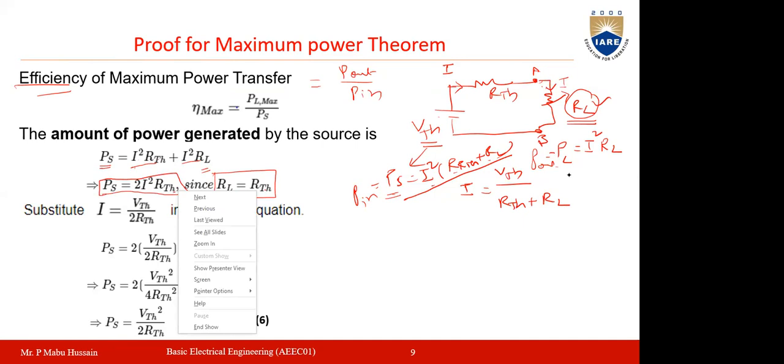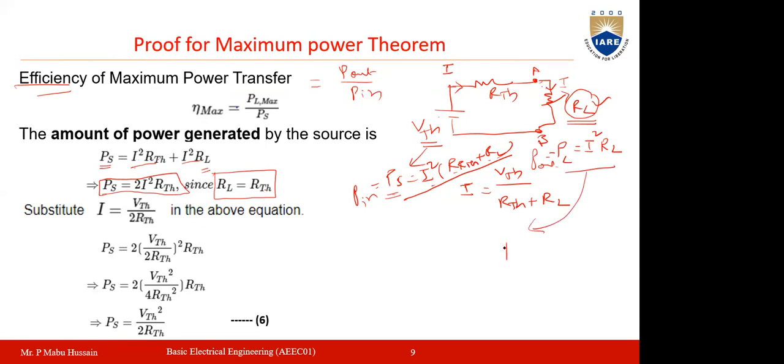And output power will be this value. So PL is equal to I square into RL. Now this can even be written as PL is equal to I square into RTH. In place of RL, you can write RTH. Why? Because under the maximum power transfer definition, RL will be equal to RTH. Now this is the output power and this is the input power. So the efficiency will be equal to output power by input power.